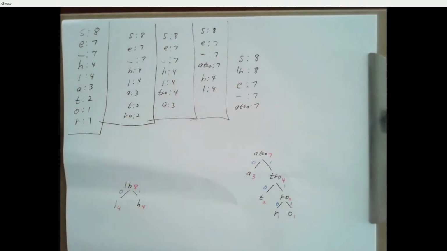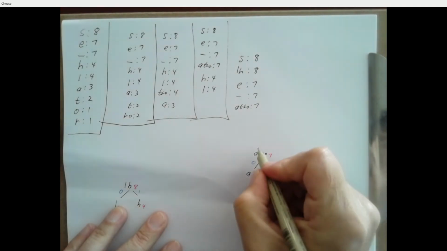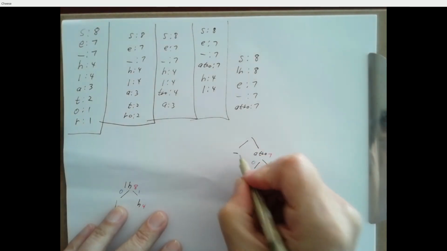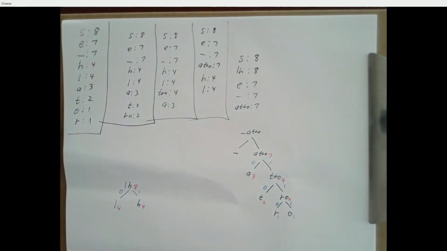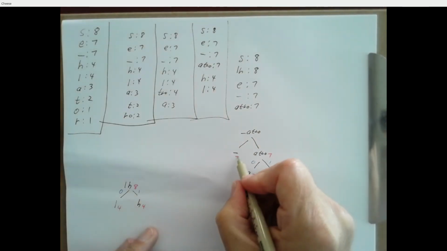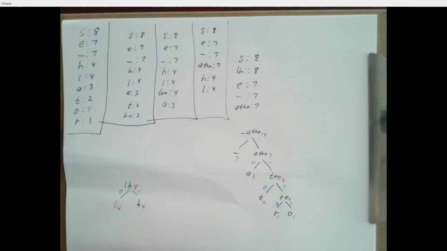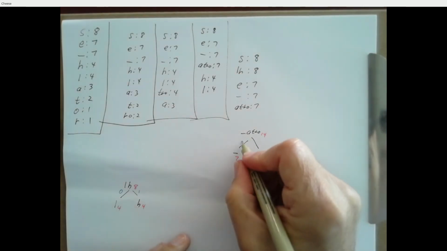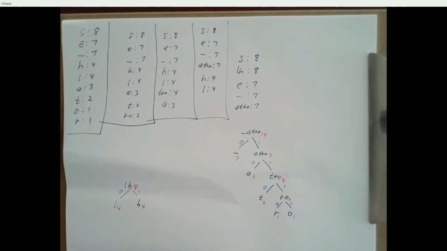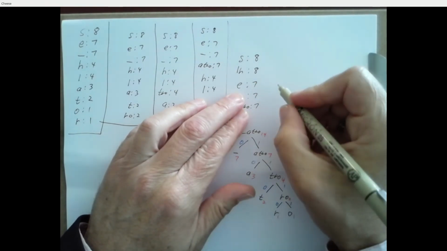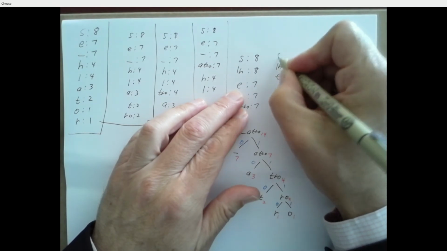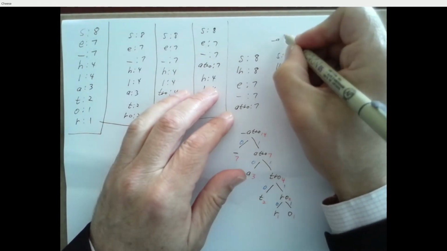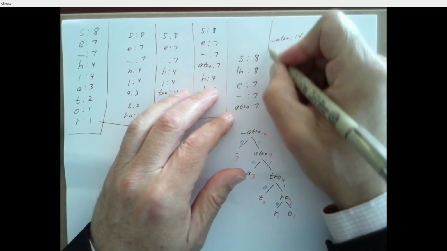So combine ATRO and the dash. I'm going to run out of space. So dash had a frequency of 7. This has a frequency of 14. Label our branches. So these go away. So now we've got 4 symbols in our table. We've got E at a 7, LH at 8, S at 8, and underscore ATRO at 14.